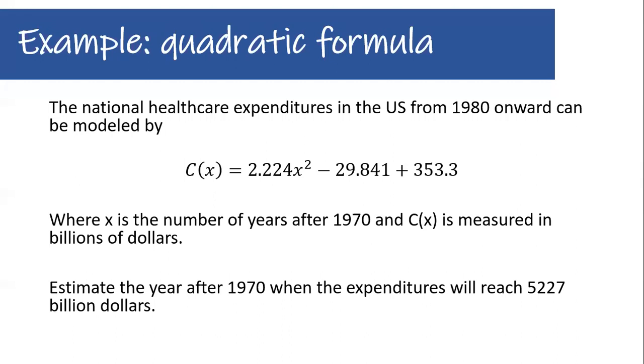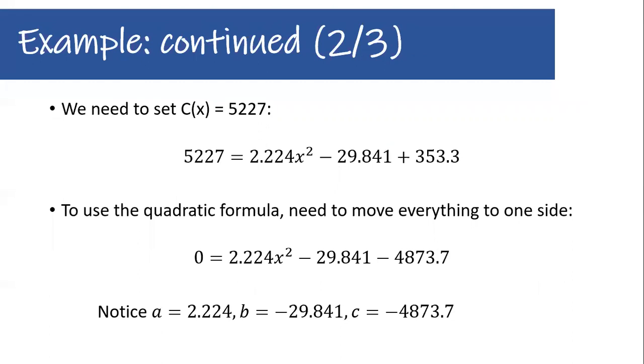We want to estimate the year after 1970 when the expenditures will reach $5,227 billion. So we first need to set our C of x equal to that 5227. So our value here equals that whole equation that we had. Now to use the quadratic formula, we can't use it quite yet. We need to move everything over to one side. So that 5227 has to be subtracted away and moved over here.